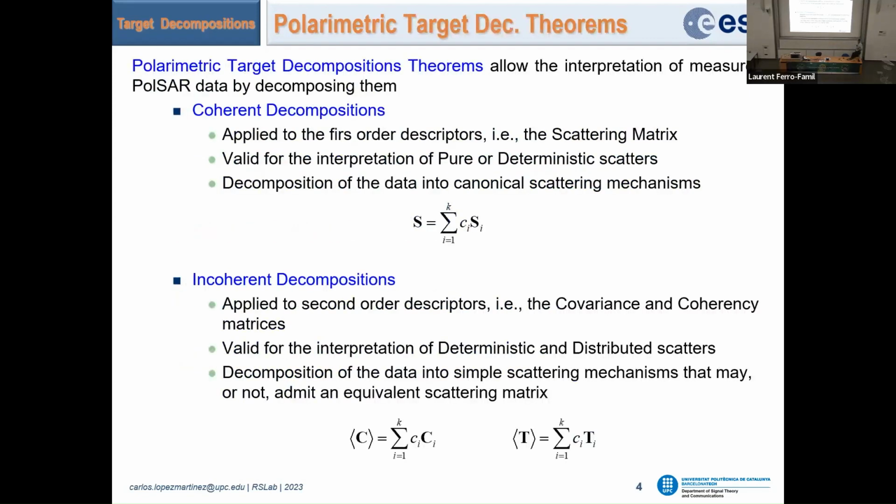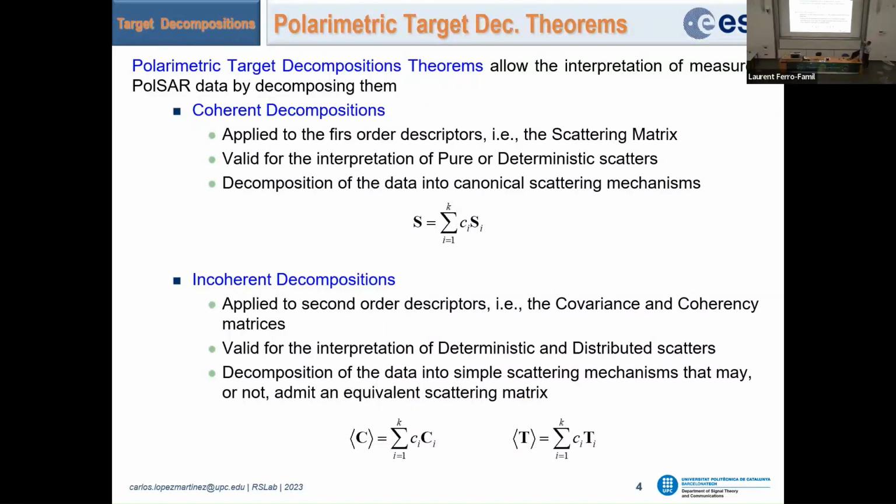Okay, so what do we mean by target decomposition theorems? Remember that to describe our polarimetric data, we have two descriptors. A scattering matrix, which is useful, not filtered, if I can use this word, and that we use for point targets. Covariance matrix for distributed targets. So the basic idea of the target decomposition theorems is what I show in the simple equations, okay?